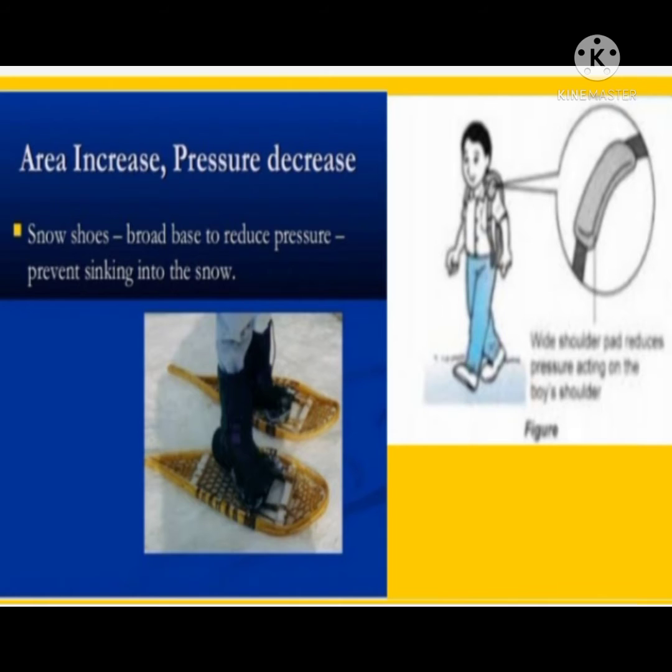We already explained that if the area of contact is increasing, the pressure is decreasing. So, why do snowshoes have a broad base? Can you say what the answer to this question is? Because the broad base of the snowshoes reduces the pressure, it prevents sinking into the snow. And also, can you explain now why shoulder bags are provided with broad straps and not thin straps? A wide shoulder pad reduces the pressure acting on the shoulder, so it is easy to carry the bag.